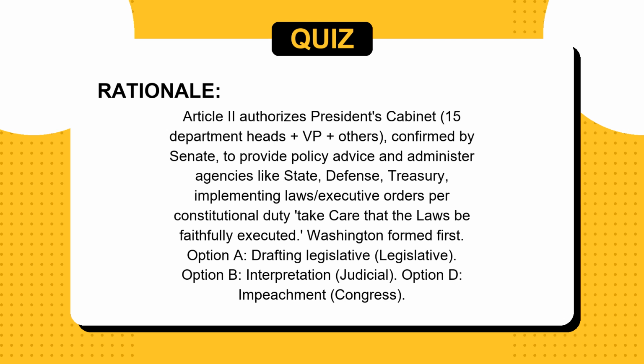Washington formed first. Option A, drafting legislative. Option B, interpretation, judicial. Option D, impeachment, Congress.